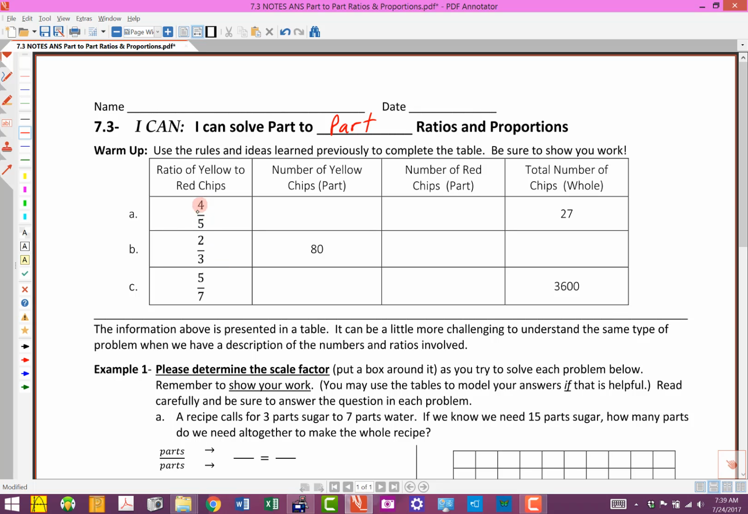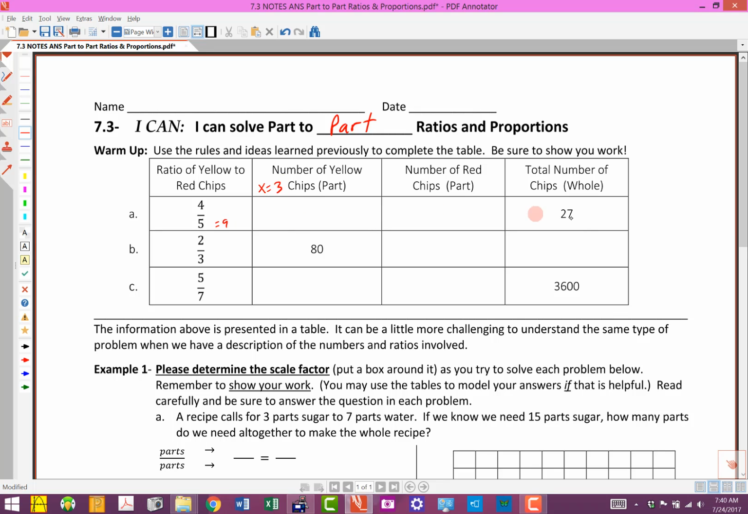So what we're going to notice here is that the reduced ratio is 4 to 5. We're missing the yellow part and the red part, but we do have the whole part. We do have the total for the two of these. So we're going to total the two of these. 4 plus 5 equals 9. And then we're going to think about what do we do to the 9 to make it a 27. So on this problem, the scale factor is actually going to be 3.